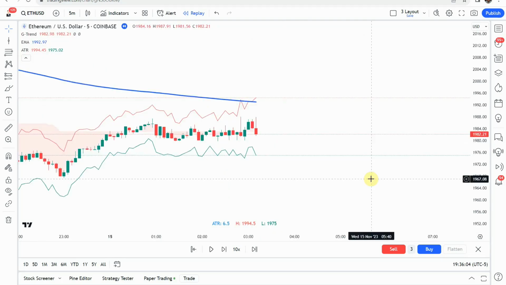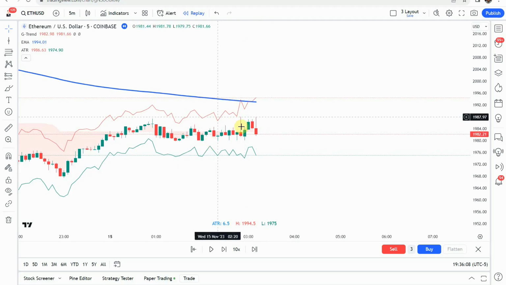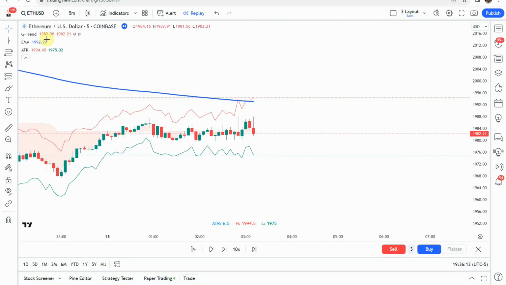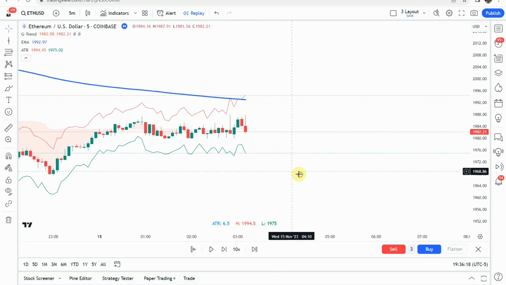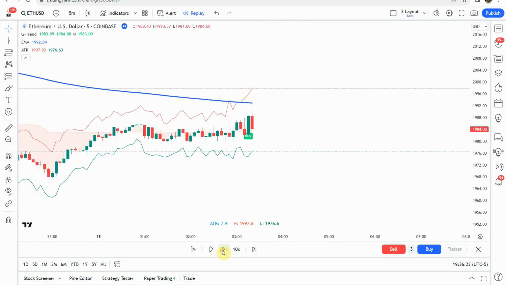Okay, so for a long trade, of course, everything's going to be kind of flipped on its head. So what we are looking for is when we get a buy signal from the G trend, we are looking for price action to be below the 200 EMA. So let's go ahead and play this forward just a little bit here.